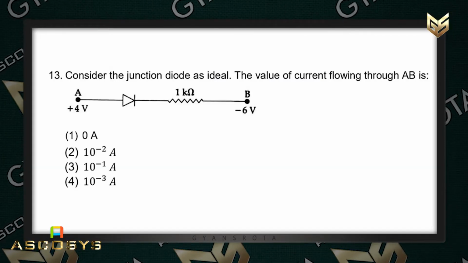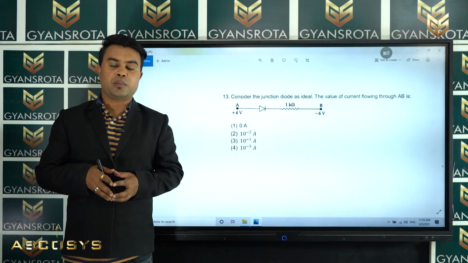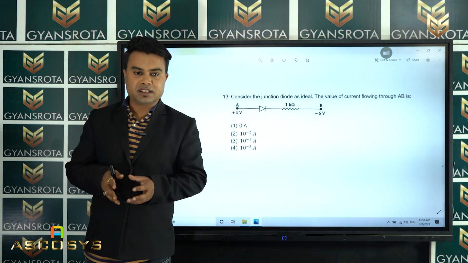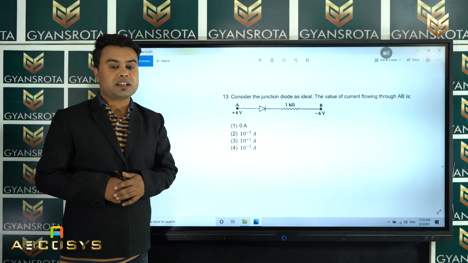Question number 13. Consider the junction diode as ideal. The value of current flowing through AB is, how much is the current flowing through AB? You have to calculate that. So for this question, you need a little knowledge. This is from the chapter semiconductor.